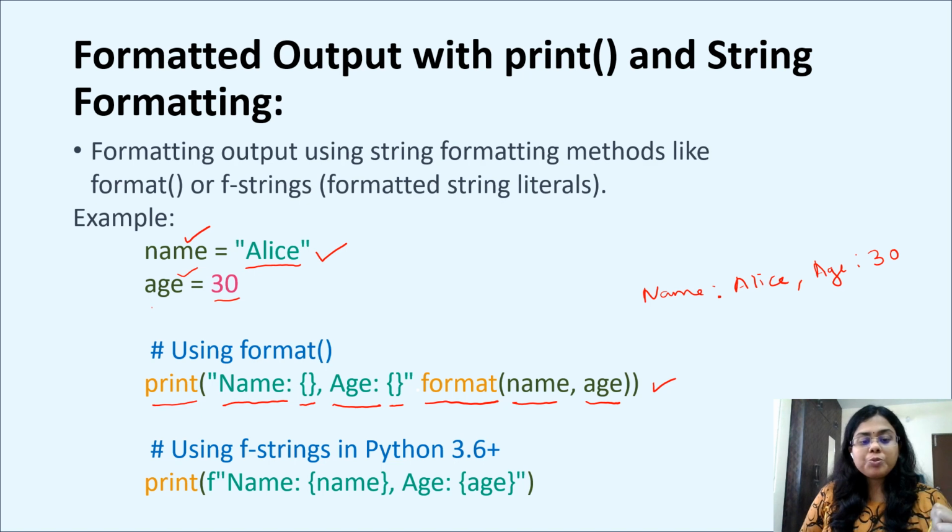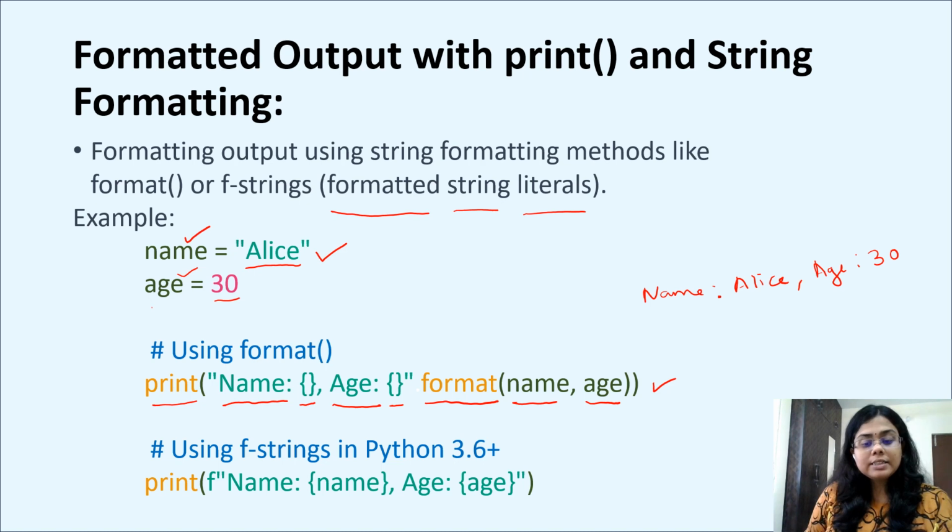incorporated into the output. See, we can also use F strings. These are called formatted string literals. In any Python version that is above 3.6, we use the F strings.